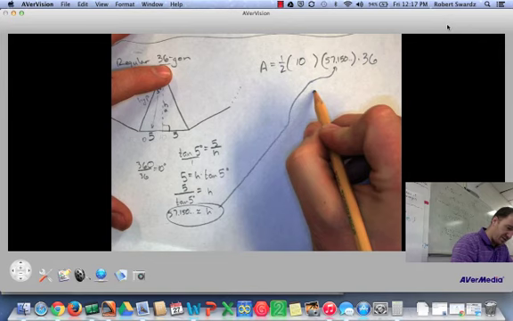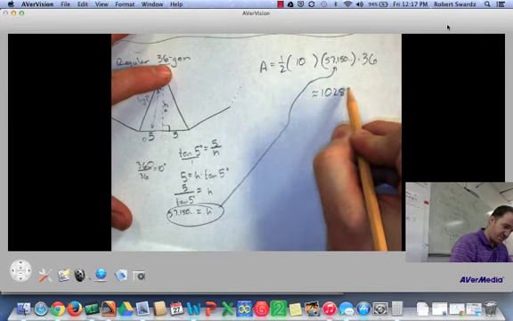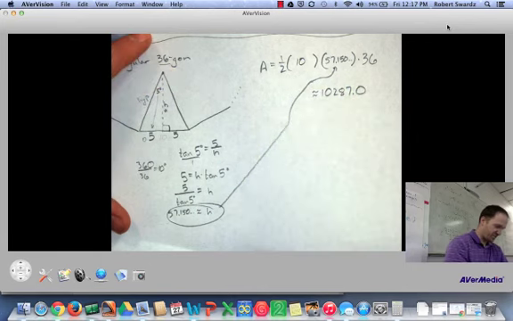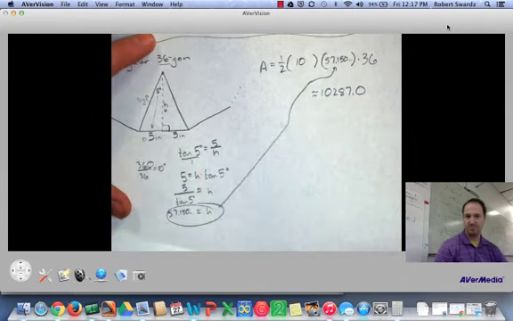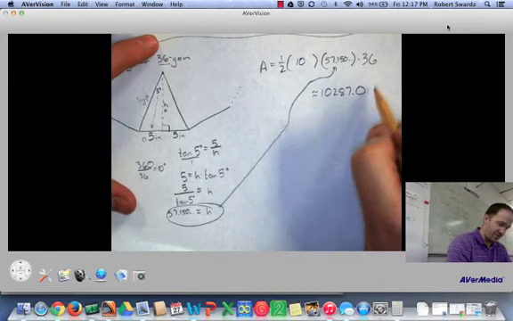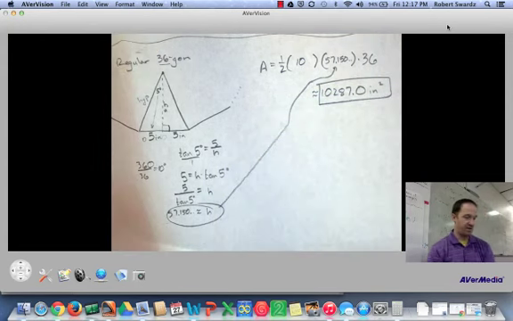which is about 10,287.0. Let's, for the heck of it, say these were in inches in our original problem. That means our area units would be inches squared. And there is the area of our regular polygon.